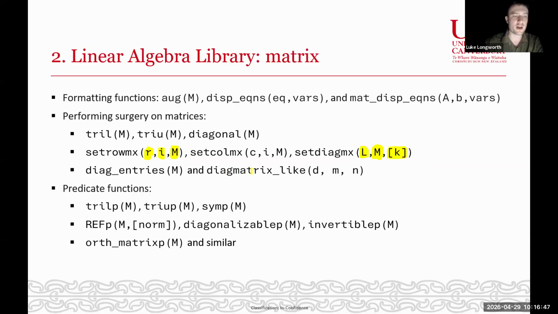And then diag entries and diag matrix like. Diag entries will extract the diagonal of a matrix as a list. And then diag matrix like, if you give it a, what am I doing here? I don't even remember the formatting for this one. Diag matrix like lets you construct a matrix of a certain size, m by n. And in this case, I need to check that one, whether you give it a list or whether you're telling it what matrix you want it to be like.